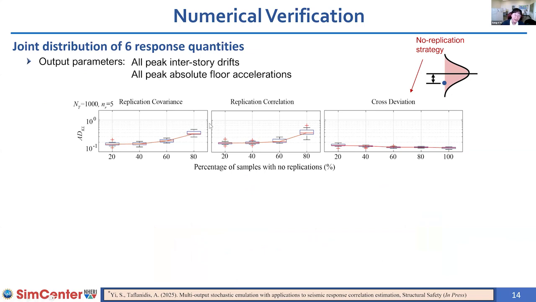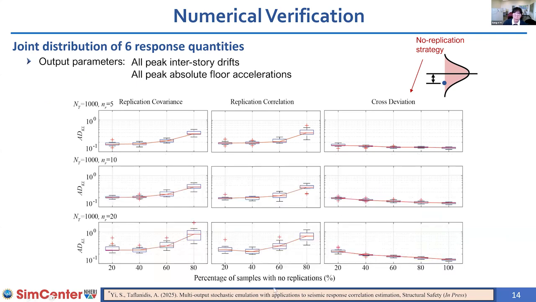And the previous results were marginal distributions, so we also looked at joint distribution, and the trend was exactly the same. So when we have no replication strategy, we still have very stable prediction when we constrain the amount of computational cost for all different cases.